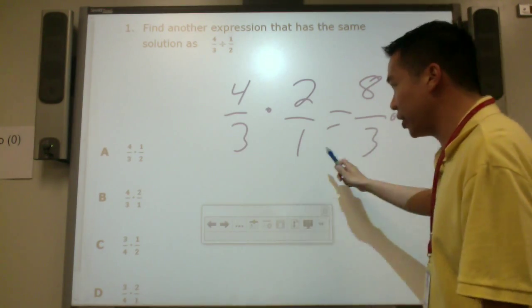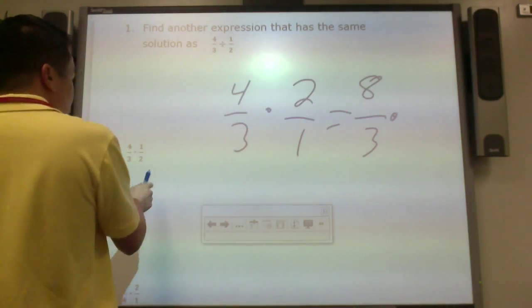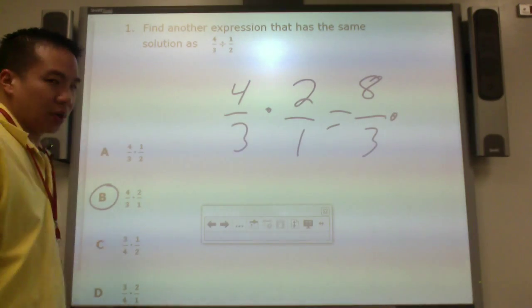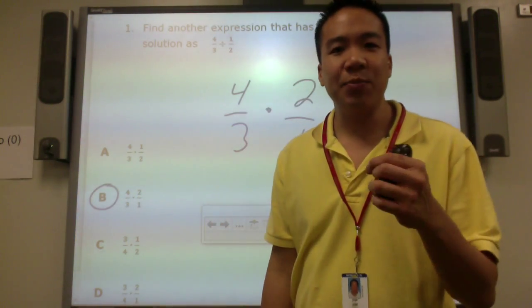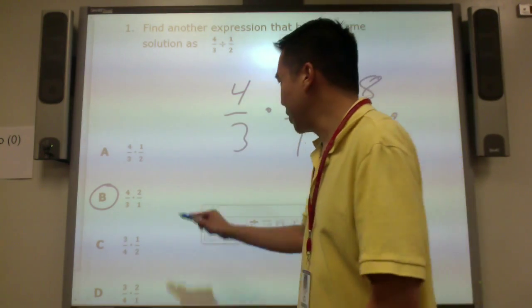It's 2/1. You multiply across, 8/3. Oh, we don't have to solve it. Let's see. 4/3 times 2/1. B is the answer. Some of you may have learned at Patterson Elementary School, keep, change, flip.